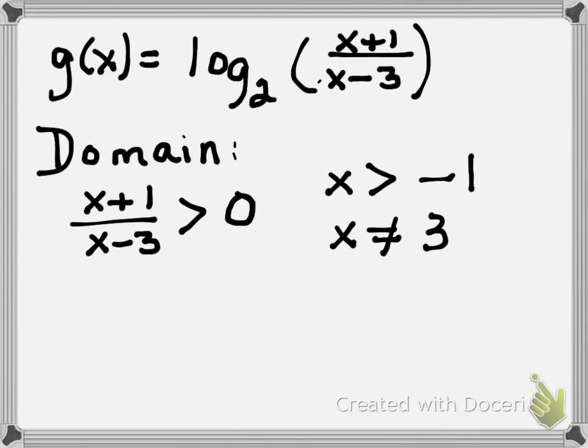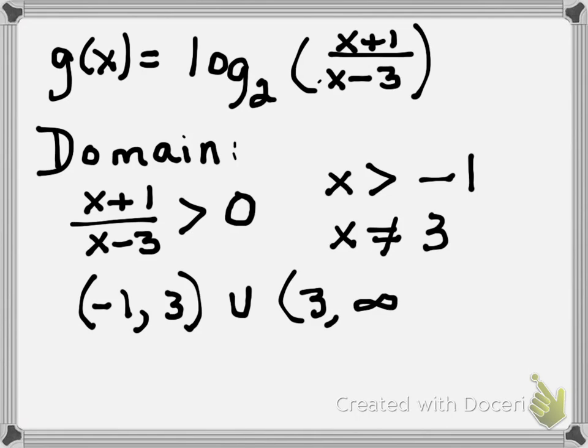So the domain, what you can put in, is from negative 1 to 3 or from 3 to infinity. So we know we have to stay greater than negative 1, but we know that we cannot include 3 because it would give you division by 0. So there's a couple of different things that you need to be looking at in the domain there.